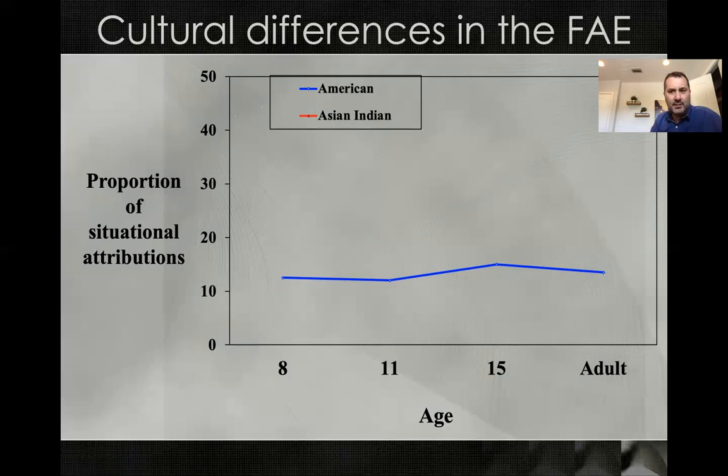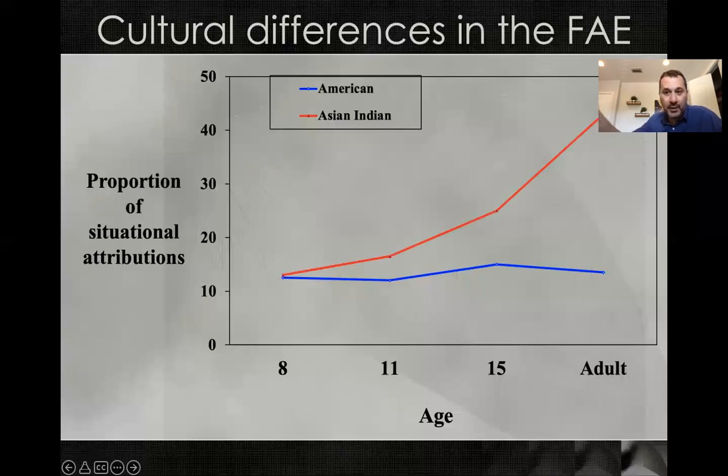But Asian Indian cultures do show that, right? So again, they're starting off at a young age at roughly the same place, where people make roughly the same proportion of situational attributions. But as they get older and older, over time, they are learning through their culture to explain people's behavior in terms of the situation.